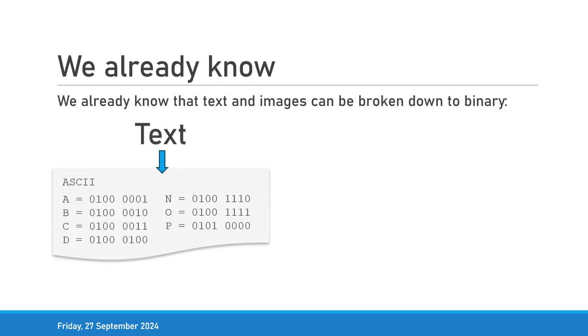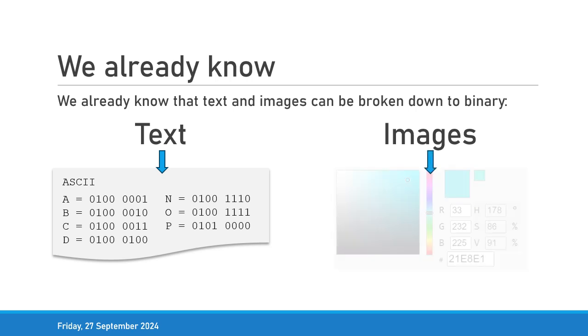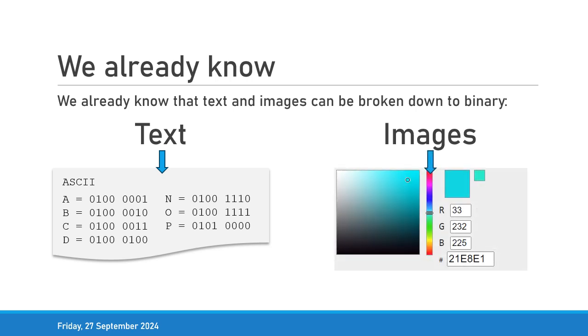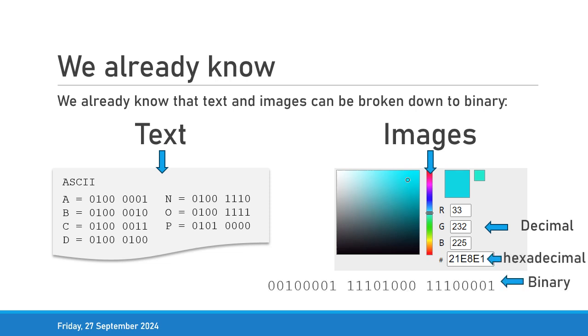And like I said, we already know that text and images can be broken down into binary. Remember that text is broken down using the ASCII table, which is just the character set, where a binary number has been assigned a character. And images are a whole bunch of pixels that are each given a color. And those colors can be broken down into RGB values that can be shown as decimal, hexadecimal, or of course, binary.